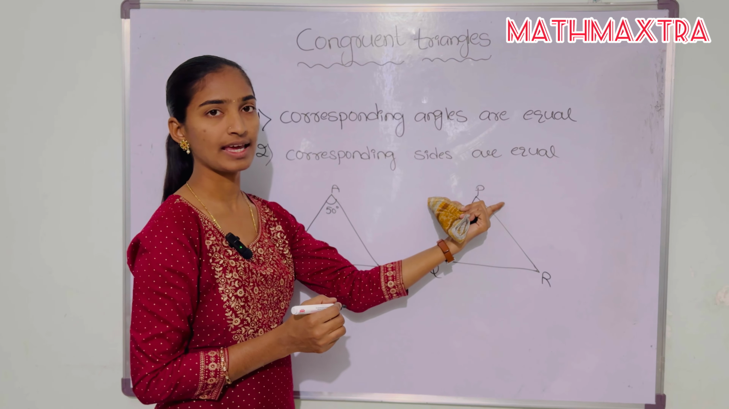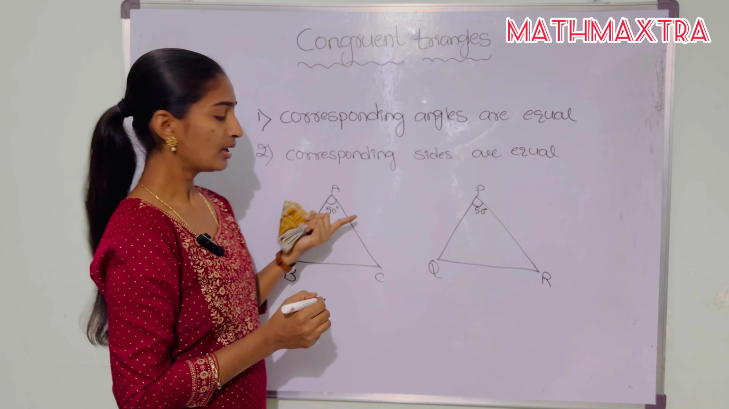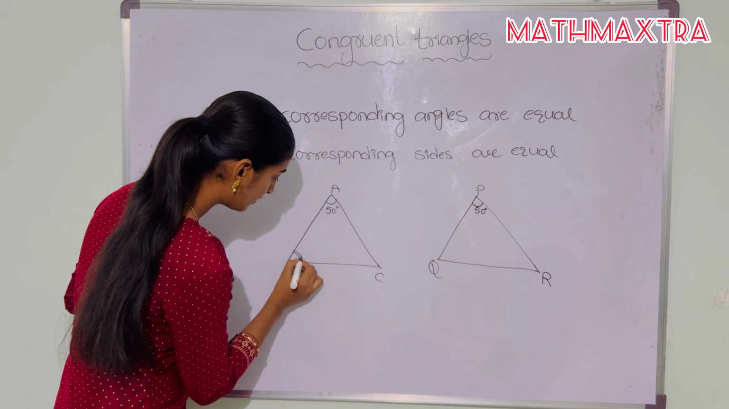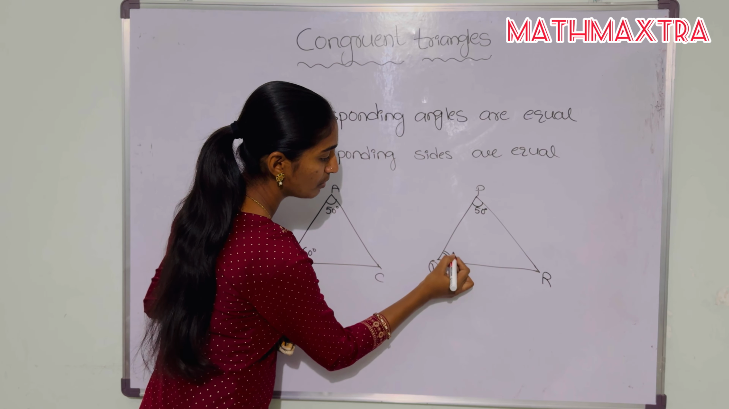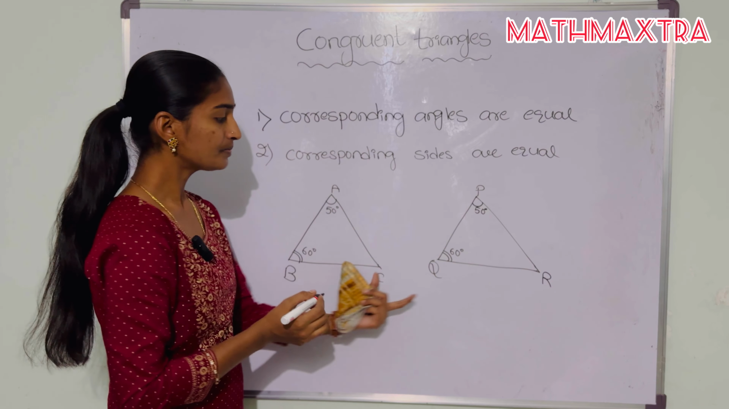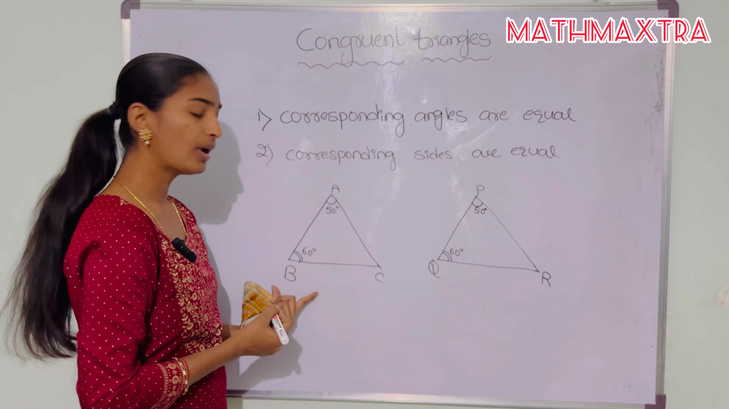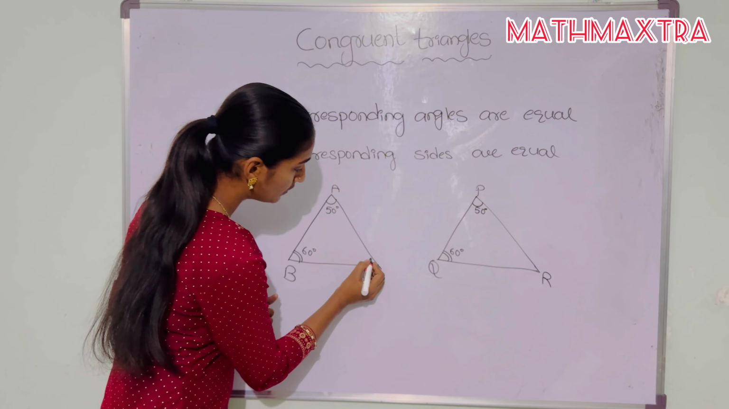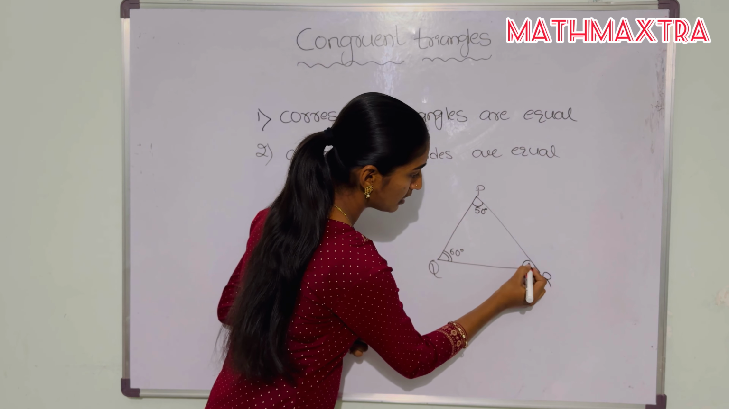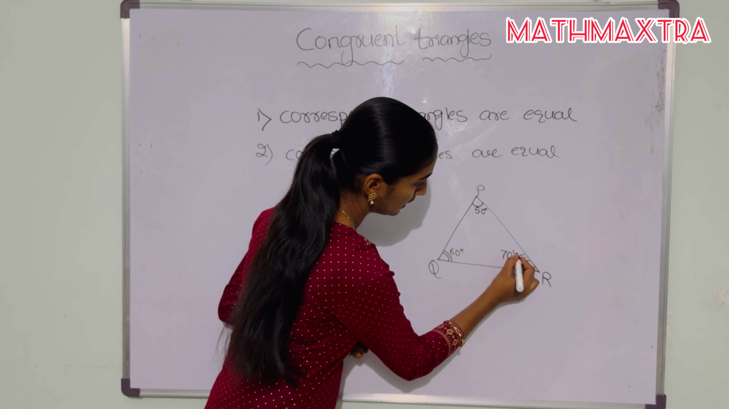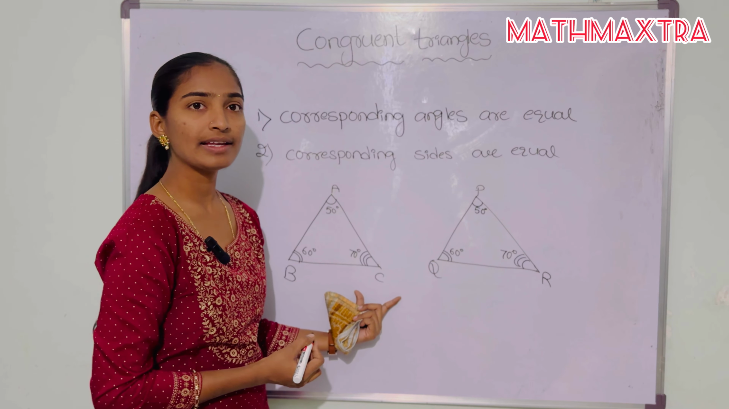Angle P is the corresponding angle of angle A. If this angle measures 60 degrees, and this angle also measures 60 degrees, then angle Q is said to be the corresponding angle to angle B. If this measures 70 degrees, and this also measures 70 degrees, then angle R is the corresponding angle to angle C.